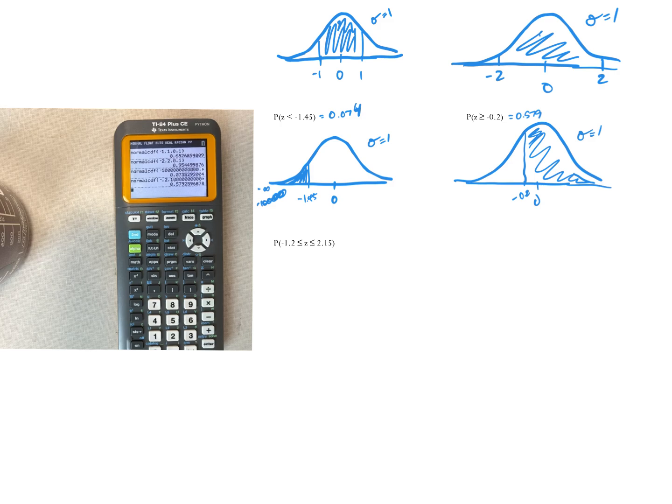Why don't you guys do this last one for me? Make sure you draw the picture and do everything. We'll make sure you're meeting every expectation I need from you.